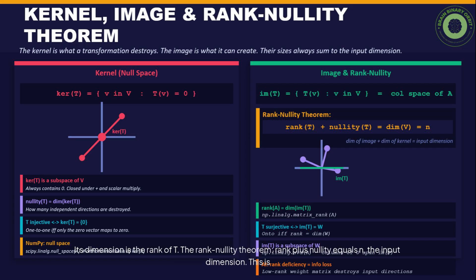The rank-nullity theorem: rank plus nullity equals n, the input dimension. This is fundamental. If your weight matrix maps 512-dimensional input to 64-dimensional output, rank 64 means nullity 448. That many input directions are destroyed. Compute the null space with scipy.linalg.null_space, and rank with np.linalg.matrix_rank.